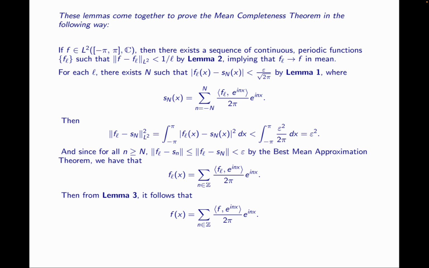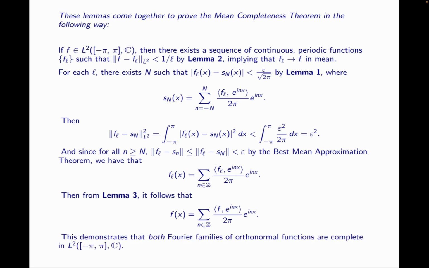Okay, I will let you go in and draw the finer details by following the proof in the textbook. And this demonstrates that both Fourier families of orthonormal functions are complete. Even though I only demonstrated it for the exponential case, the equivalence of both the trigonometric and exponential Fourier families indicates that what is true for one is true for the other.